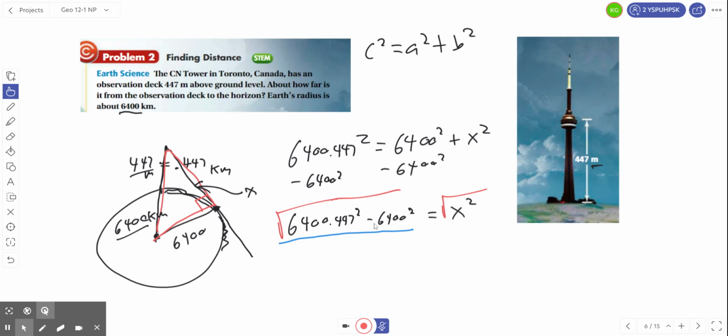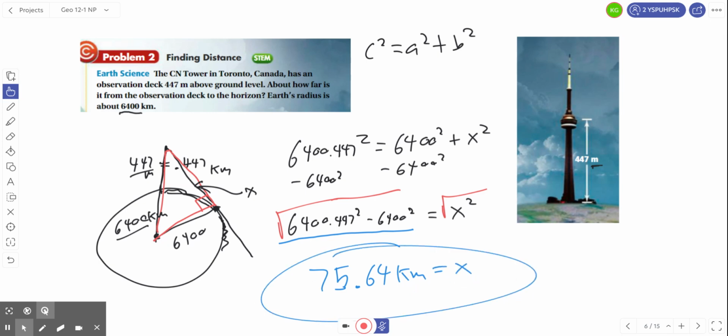And I'm just going to type into my calculator the square root of this thing. You might be tempted to be like, hey, there's 6,400 and there's 6,400, there's subtraction, let's just get rid of them. But it does not work that way. All right, let me punch that in my calculator. All right, I punched it in. I got 75.64 kilometers equals x.